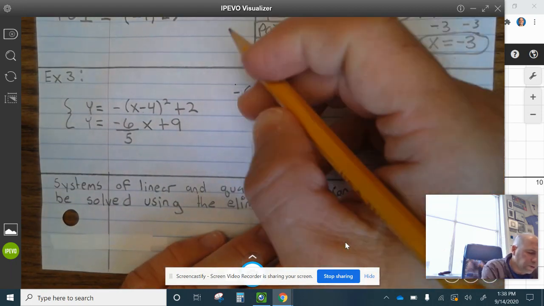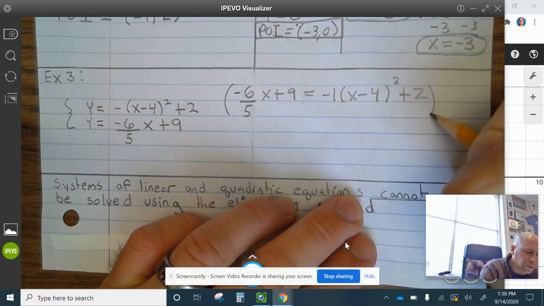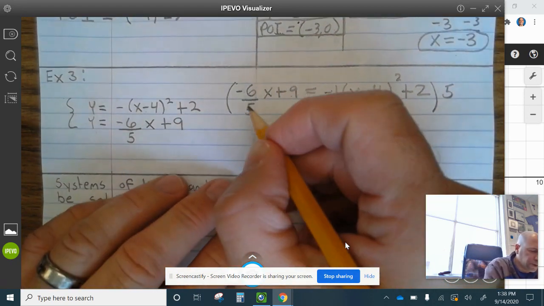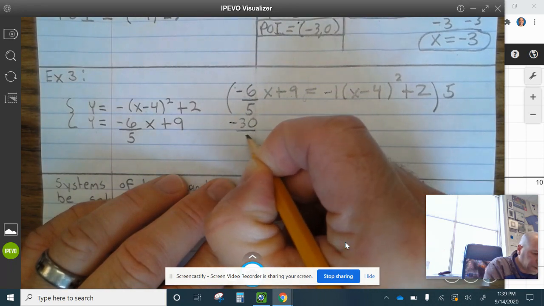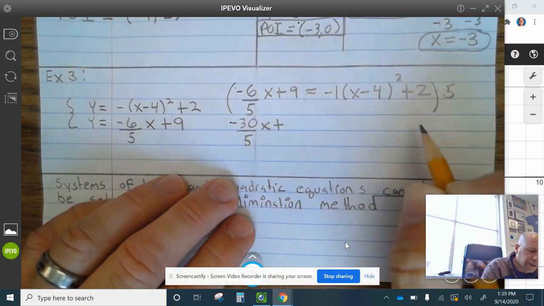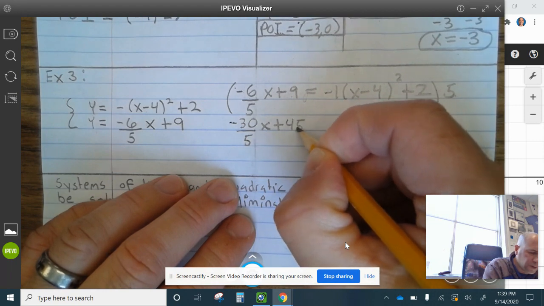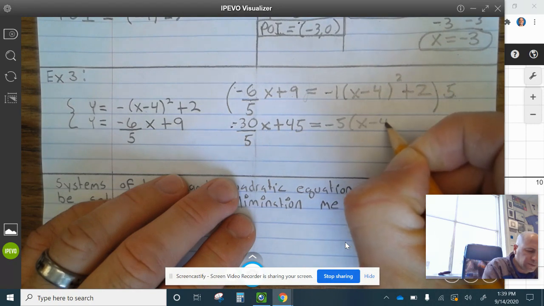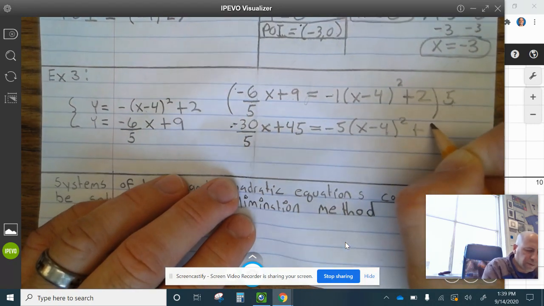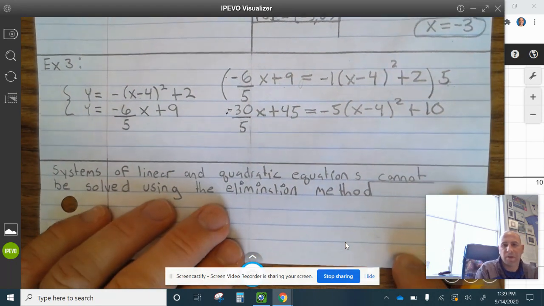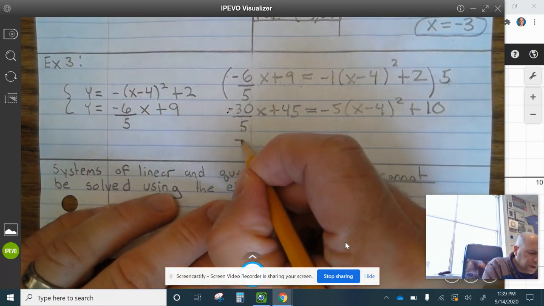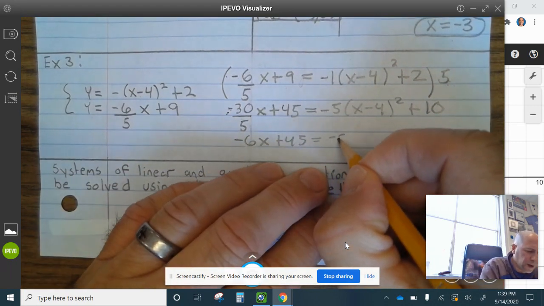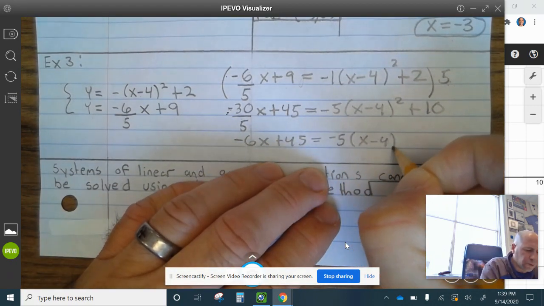Okay? Now to solve, we're going to multiply both sides by 5. So 5 times negative 6 is negative 30 divided by 5, x plus 9 times 5 is 45, equals 5 times negative 1 is negative 5 times (x minus 4) squared plus 5 times 2 is 10. This becomes negative 6x plus 45 equals negative 5 times (x minus 4) squared plus 10.